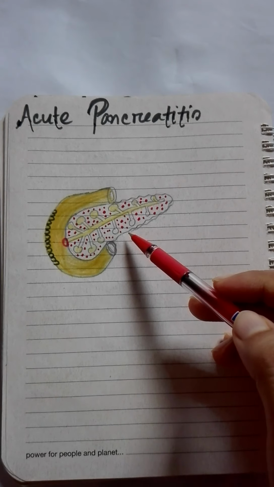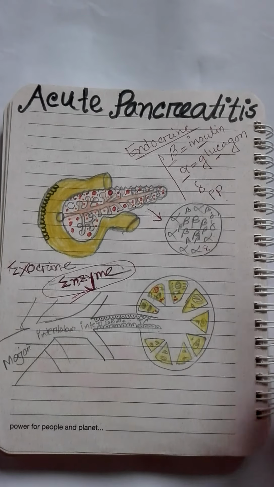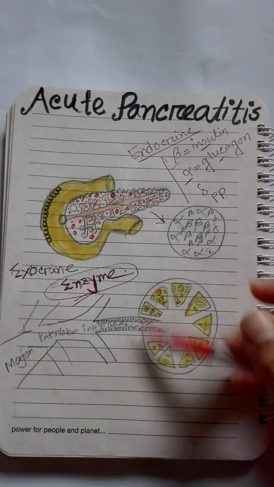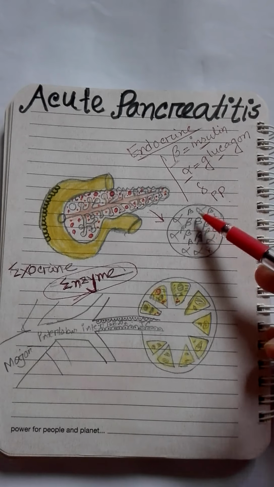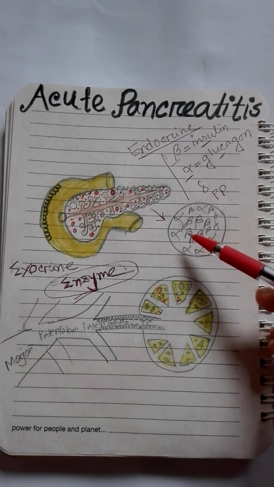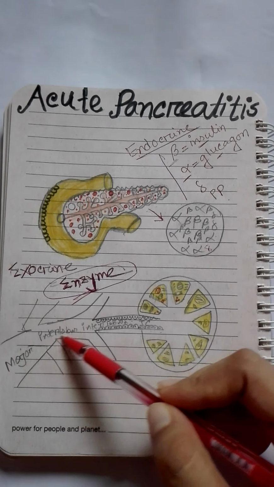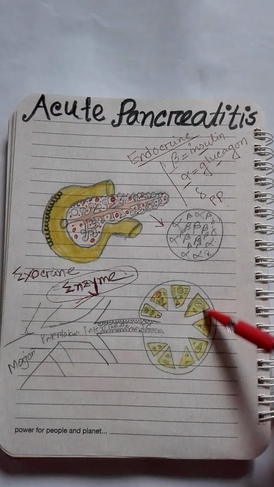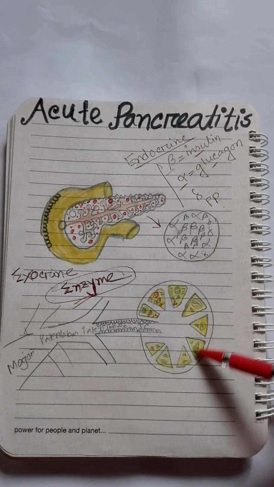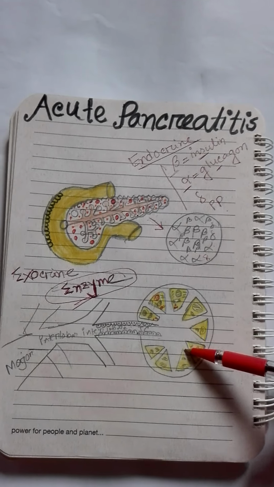Now I will discuss the physiology of the pancreas. I drew one islet of Langerhans. This is the beta cell, this is the alpha cell. Now this is the major duct, this is the interlobular duct, and this is the intercalated duct. This is the acini, which consists of numerous acinar cells.